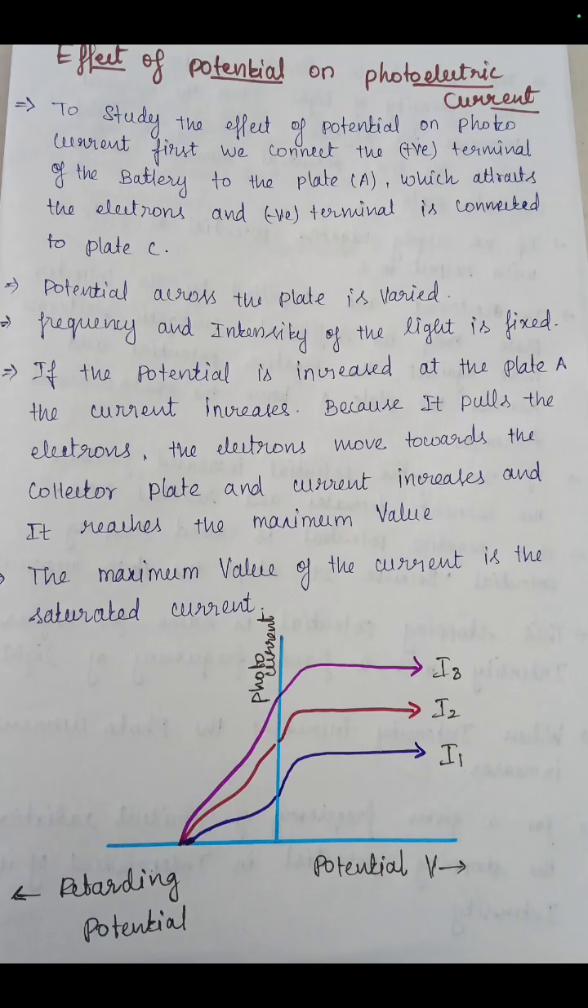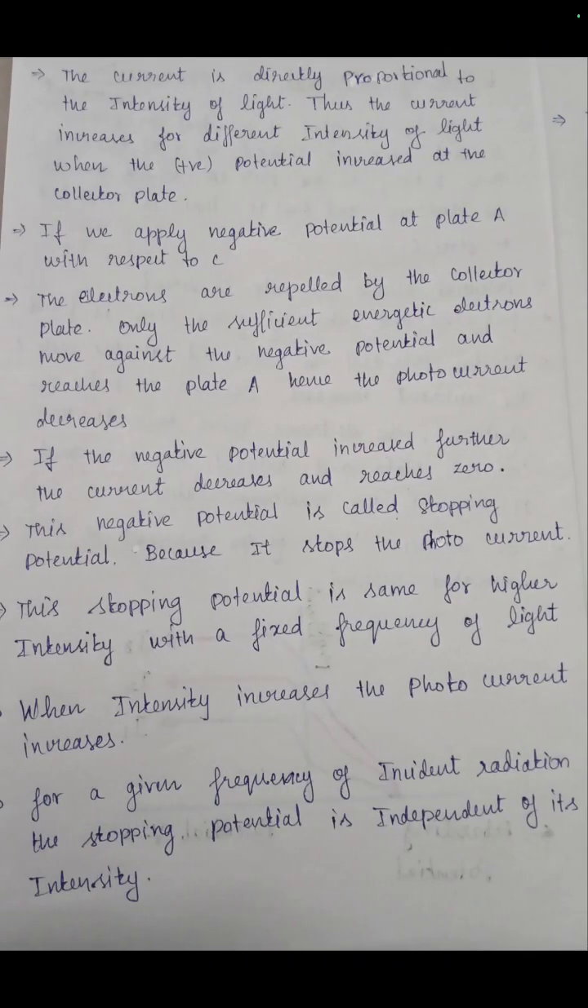We know that the maximum photocurrent is the saturated current, because at this stage the collector plate attracts all the photoelectrons emitted by the emitter plate. The maximum value of the photocurrent is the saturated current. If we do the same experiment for higher intensities of the incident light, the current increases because the current is directly proportional to the intensity of the incident light. Means when the intensity increases, the number of photoelectrons emitted by the emitter plate increases and the current increases when the positive potential is increased at the collector plate.